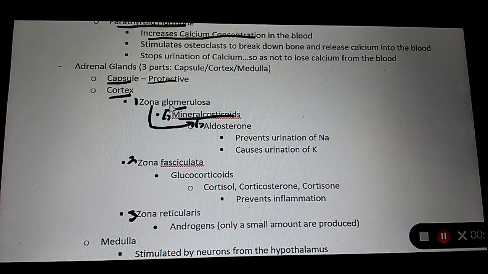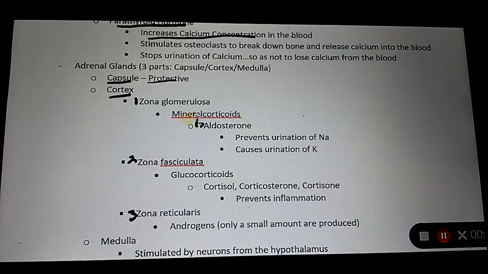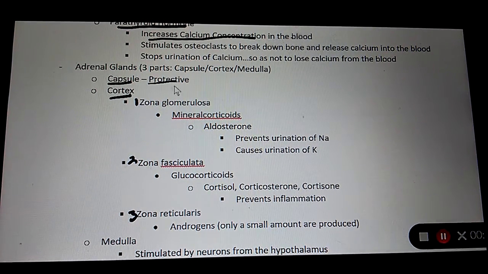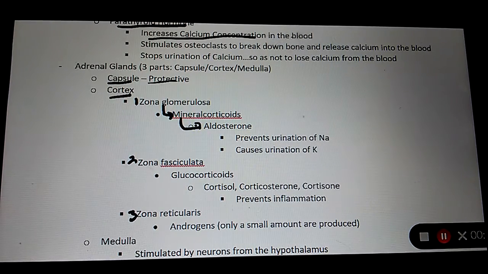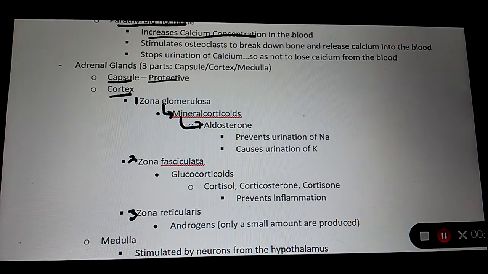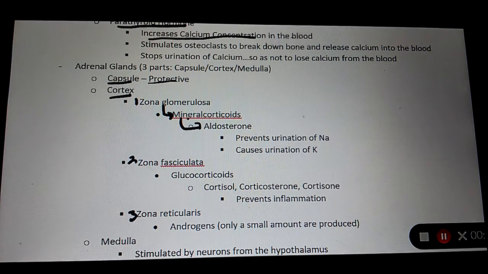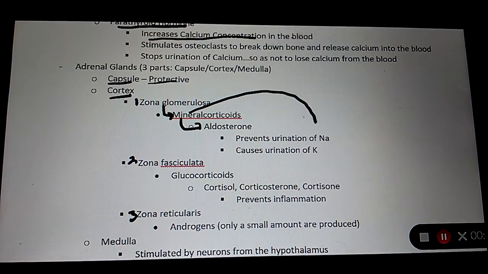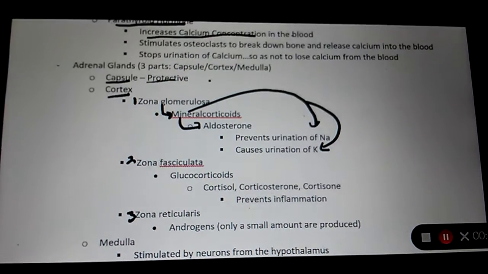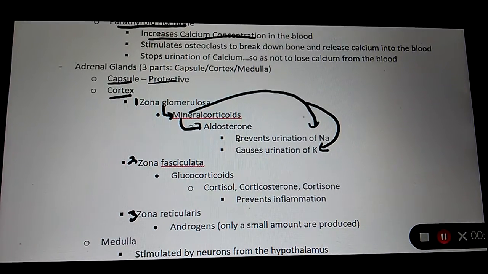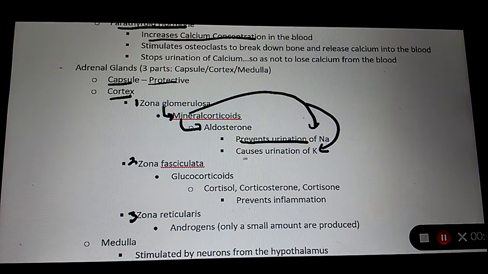Yes. So just to make sure we're clear, okay, the first layer is the zona glomerulosa. Does the zona glomerulosa produce mineralocorticoids? Yes. Is aldosterone a type of mineralocorticoid? Yes. Remember, mineral is referring to what? Sodium and potassium. Okay? Aldosterone prevents urination of sodium and causes urination of potassium.